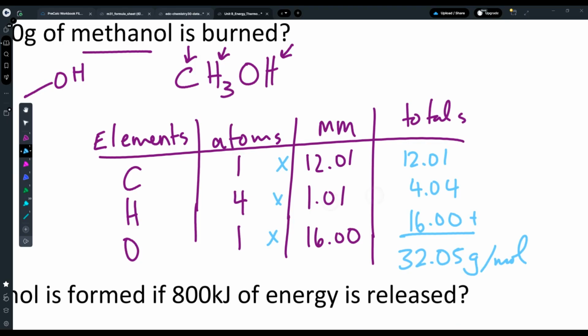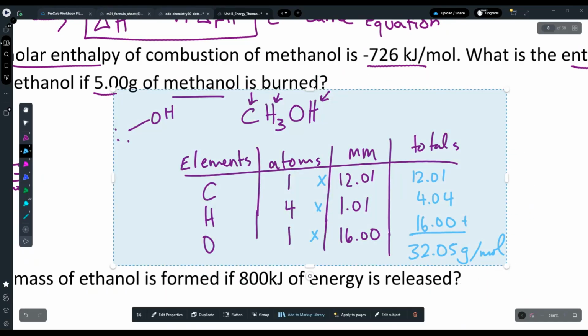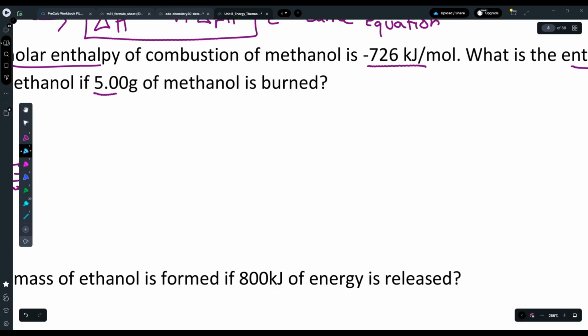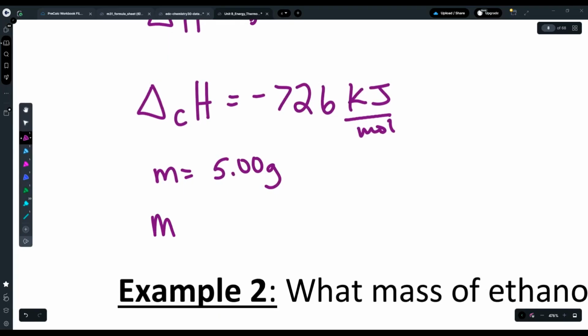Again, you might want to write this table out on a separate piece of paper just because there's not a whole lot of room in this question. But this table is how you figure out molar mass for any substance, so make sure that you know this. So molar mass, 32.05.